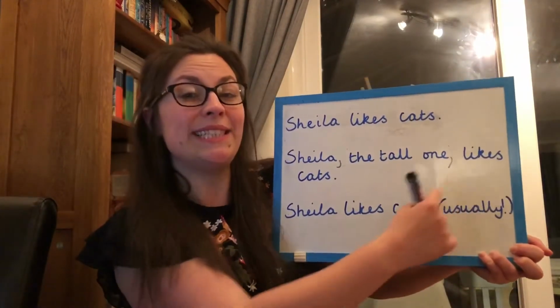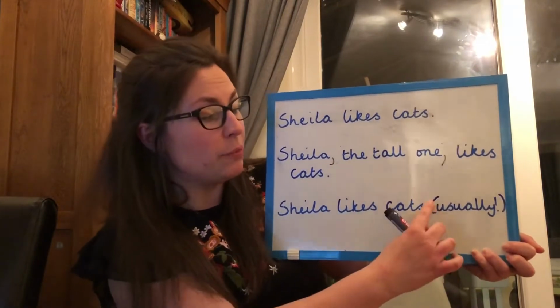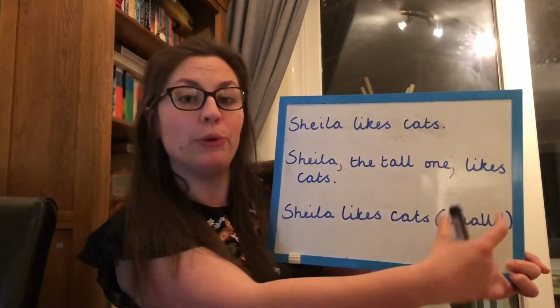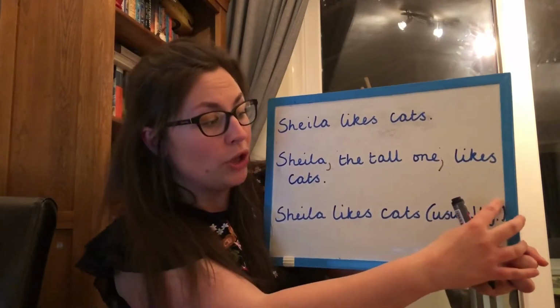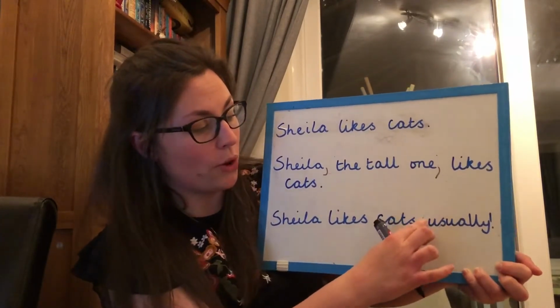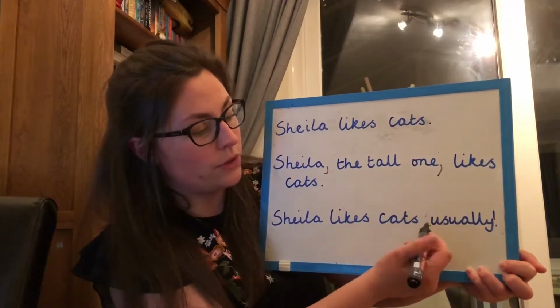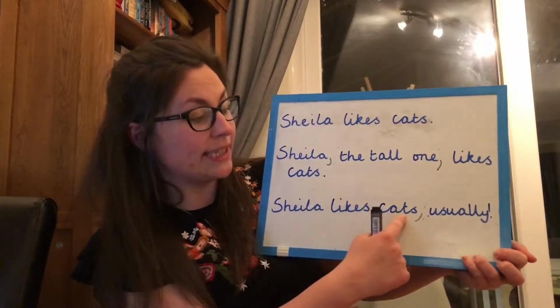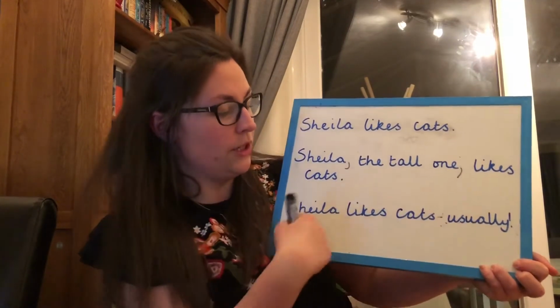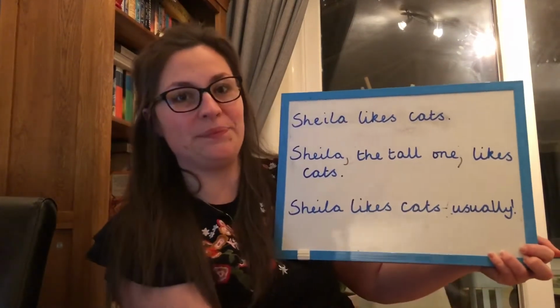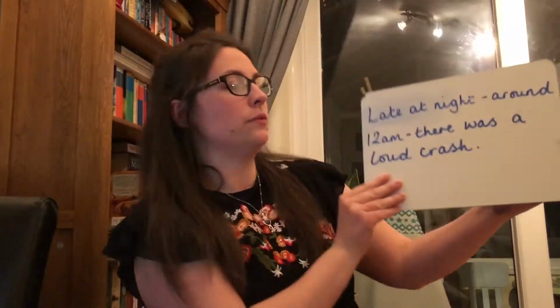If it's parenthesis at the end, if you're using brackets, you need to make sure that you've got both brackets. If you're using dashes or commas, however, you only need one at the beginning. So you can have a comma, "Sheila likes cats, usually," or you can have a dash, "Sheila likes cats - usually."